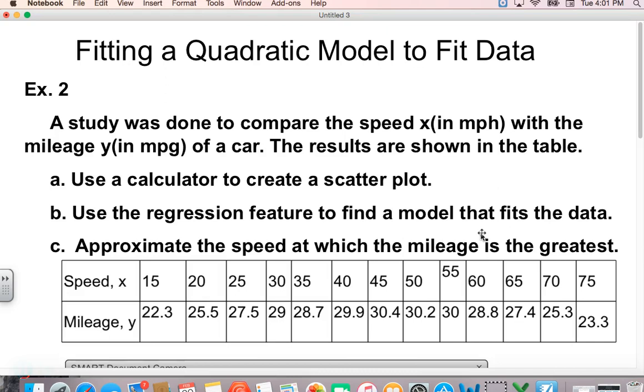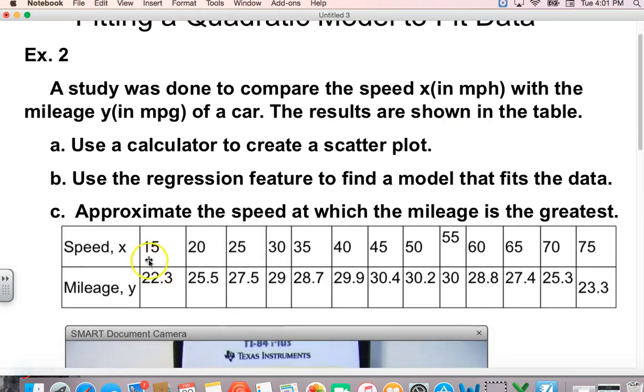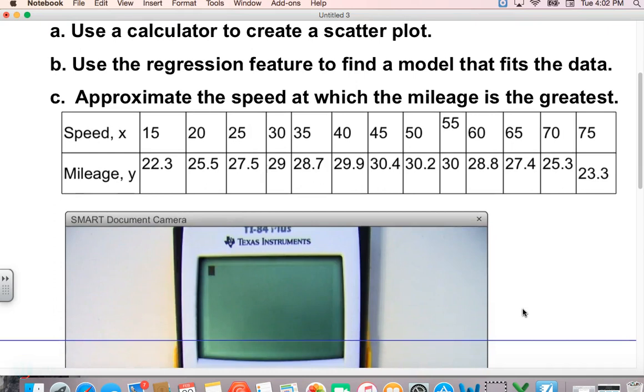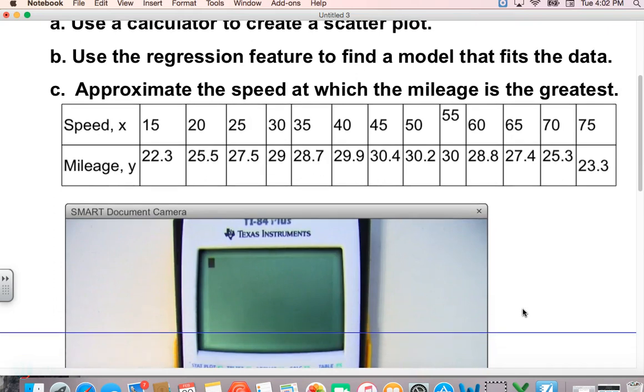So here's what we're going to do. We want to figure out, using this study that compares the speed that you drive with the mileage of a car. We got these results down here in this table, and they want us to use a calculator to create a scatter plot, use the regression feature to find a model that fits the data, and figure out the speed at which the mileage is the greatest. Right? So these are really valuable problems to find greatest amounts, the maximum amount of profit, different things like that whenever you have a quadratic model.